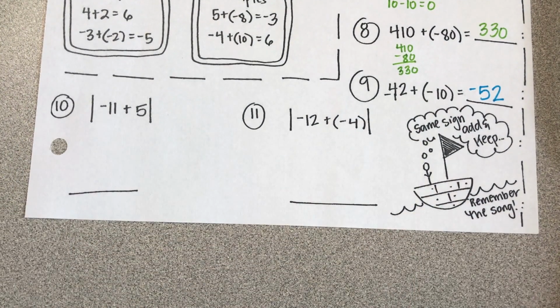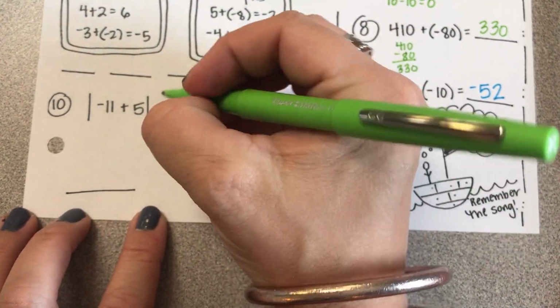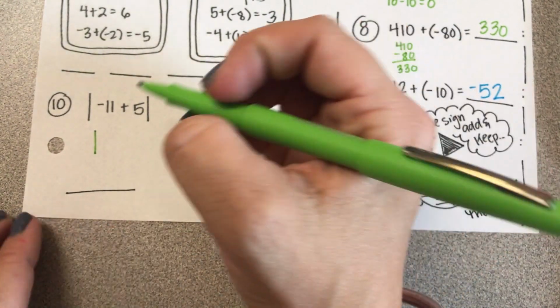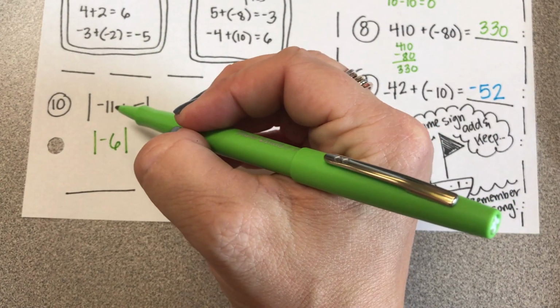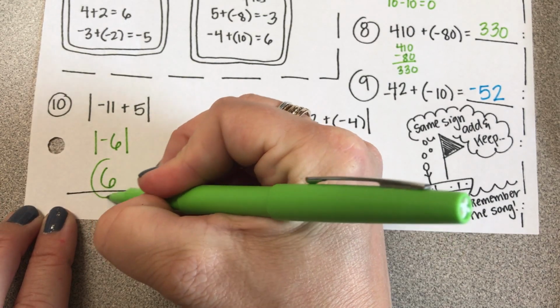And then let's look down here. Okay, we have the absolute value of negative 11 plus 5. So within my absolute value, within our little absolute value jail, it's different signs, subtract, keep the sign of the bigger number. So the bigger number was negative, but what's the absolute value of negative 6? 6.